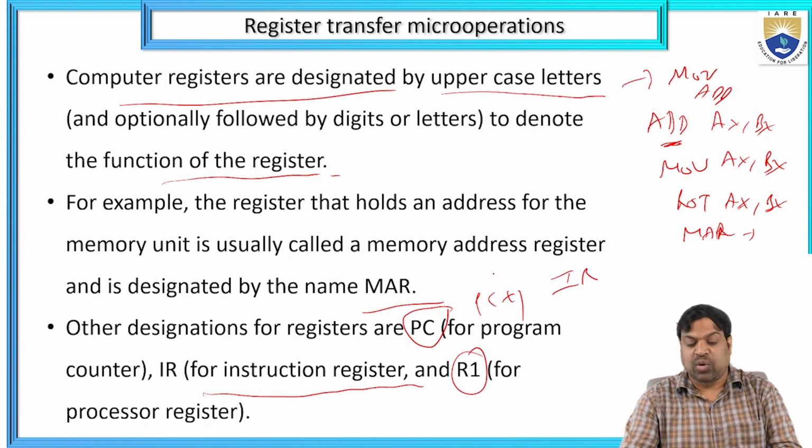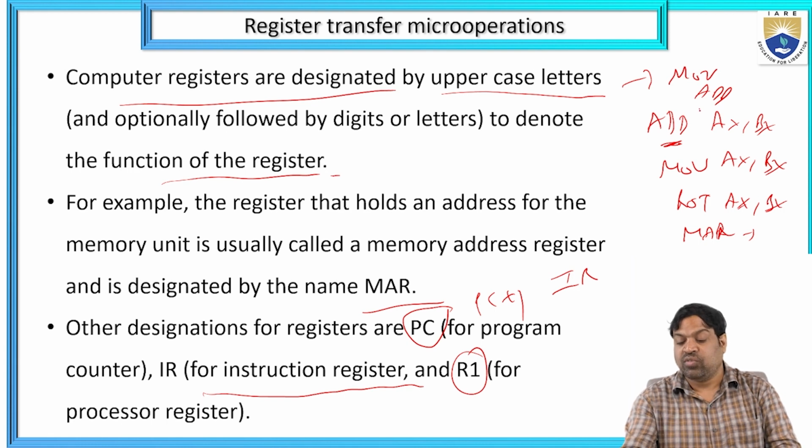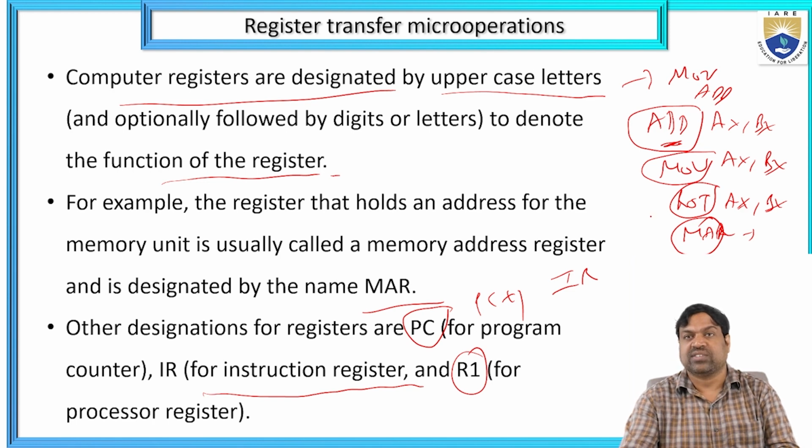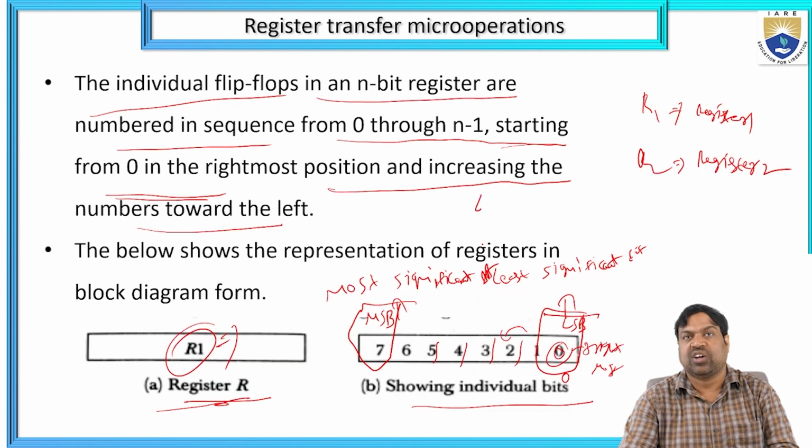And computer registers are designated by uppercase letters. So when I am taking the instructions or micro operations, we have to define them in capital letters, uppercase letters. Examples: MAR, memory address register; PC, program counter; IR, instruction register; and R1, register R1.